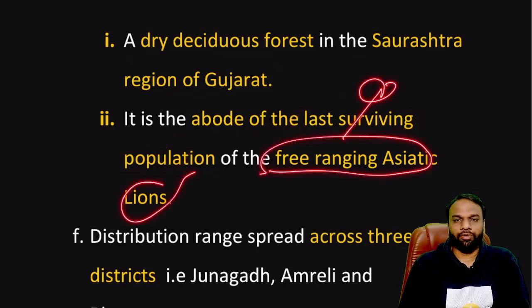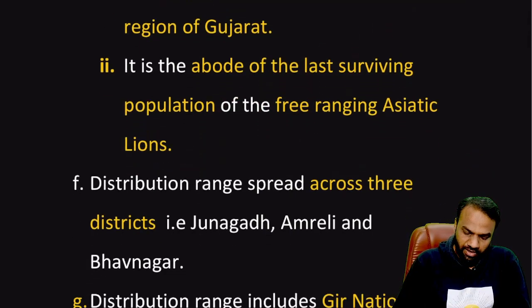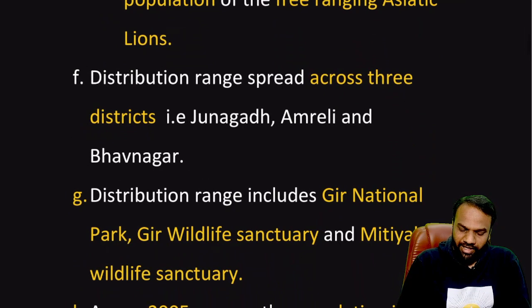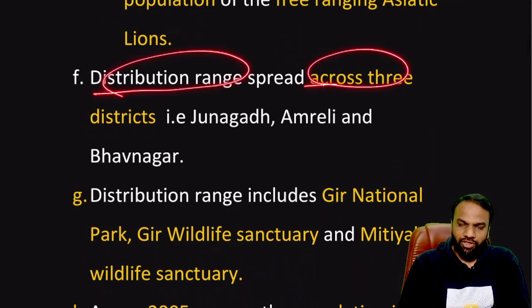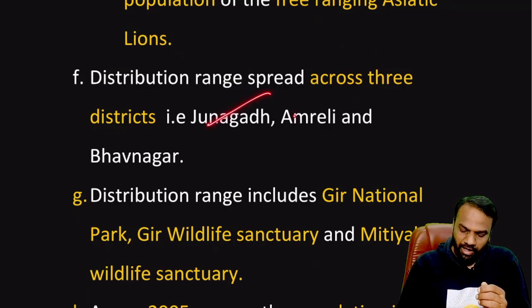A very important point to note. In the whole world, the only place where we can find the Asiatic lion naturally is Gir. Okay, Gir in Gujarat. A very important point to note. Next, its distribution range: it is spread across 3 districts within Gujarat, so Junagadh, Amreli and Bhavnagar.